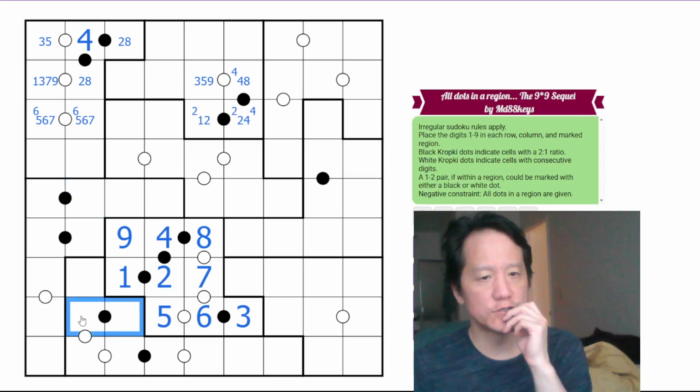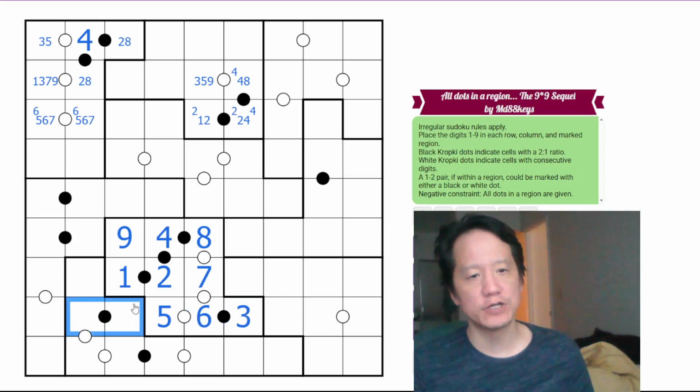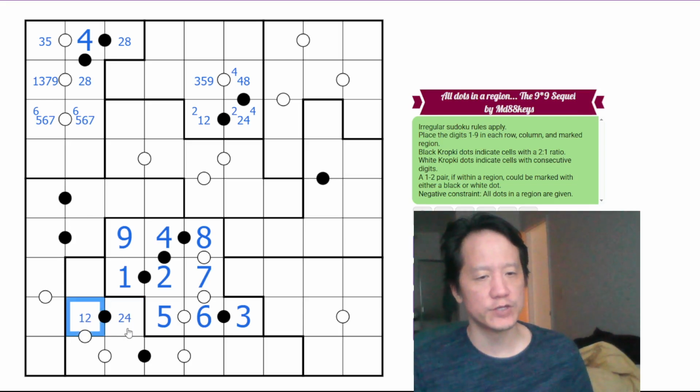This is in a 1 and 2 ratio, and it cannot be 3 and 6. So it must be either 1 and 2, in which case this is 1 and this is 2. It could be 2 and 4 as long as this is not 4. So this is 4, that's 2.